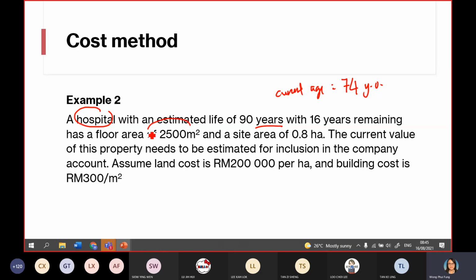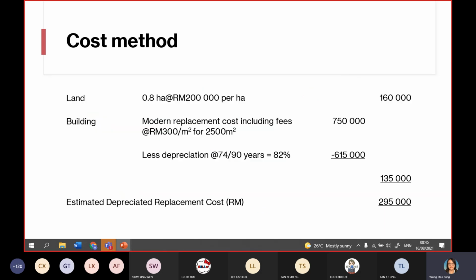The area, 2,500 meters square, is the building area. This one is the site area, so it's the land area. The current value of this property needs to be estimated for inclusion in the company account. Assuming land cost is 200,000 per hectare and the building cost is 300 per meter square. So simple, the cost method divided into A and B.